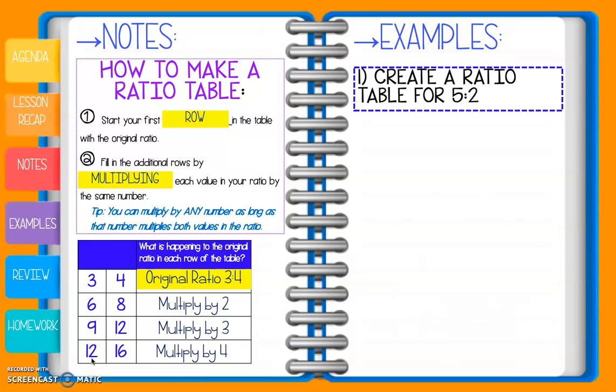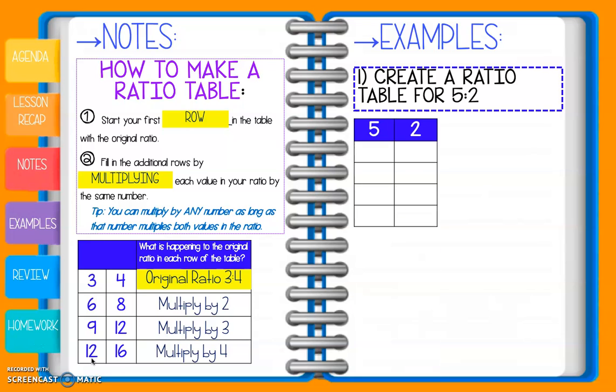It says, create a ratio table for 5 to 2. Okay, so I put 5 to 2 in my first row of the table because that's my original ratio. Okay, so then I'm going to get my second row, I'm going to multiply by 2. So I've got 5 times 2 is 10. 2 times 2 would give me 4. And that's an equivalent ratio because we just multiplied it by 2.